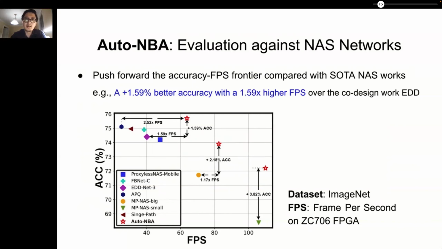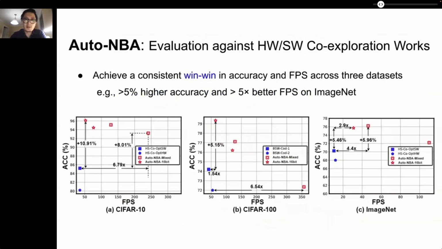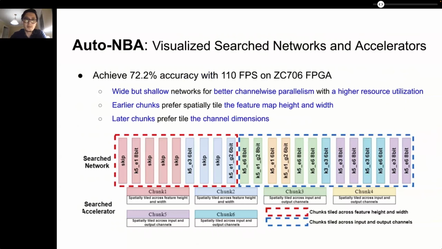Firstly, AutoMBA consistently achieves better results against the SOTA hardware networks when they are accelerated by their optimal accelerators, in terms of better accuracy and also higher FPS. AutoMBA also consistently achieves better win-win solutions in terms of accuracy and FPS when compared with the co-exploration works. We also provide a snapshot of the searched network and accelerator.